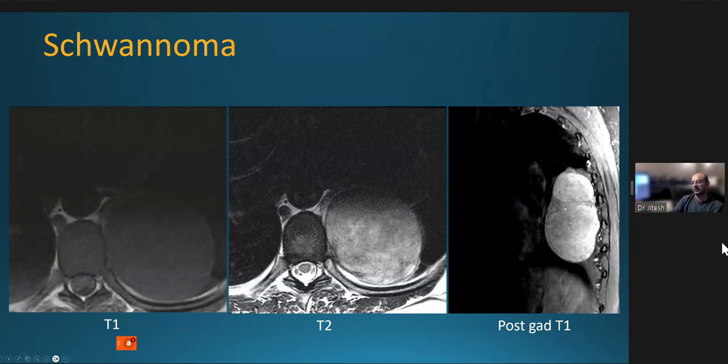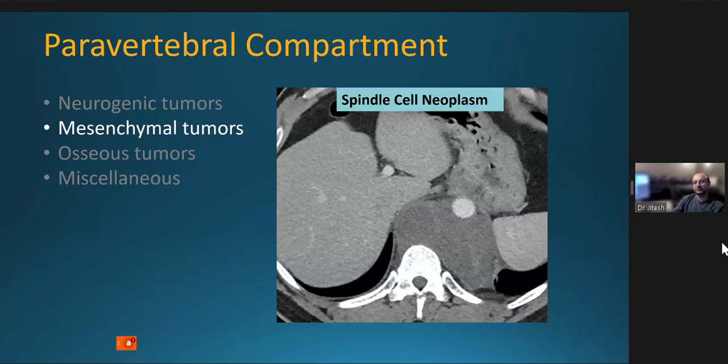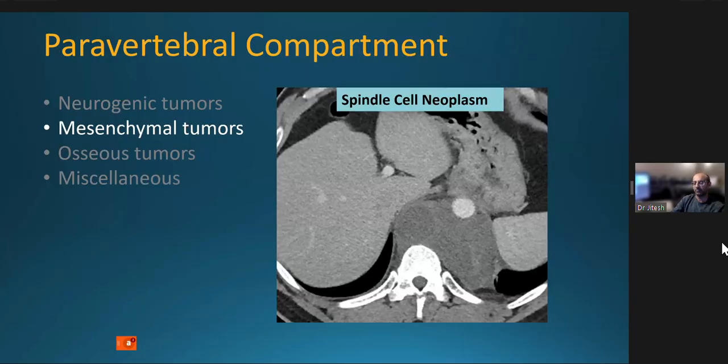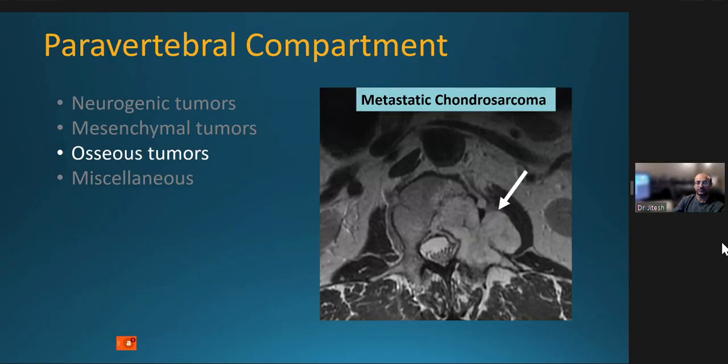It's enhancing with gadolinium. This is an example of a spindle cell sarcoma, which is a mesenchymal neoplasm in a patient who has this mass, which is predominantly located in the paravertebral space or posterior mediastinum. It looks like a little heterogeneous mass with some areas of necrosis. So again, diagnosis in these patients is usually made with biopsy, but localization is helpful to narrow the differential diagnosis.